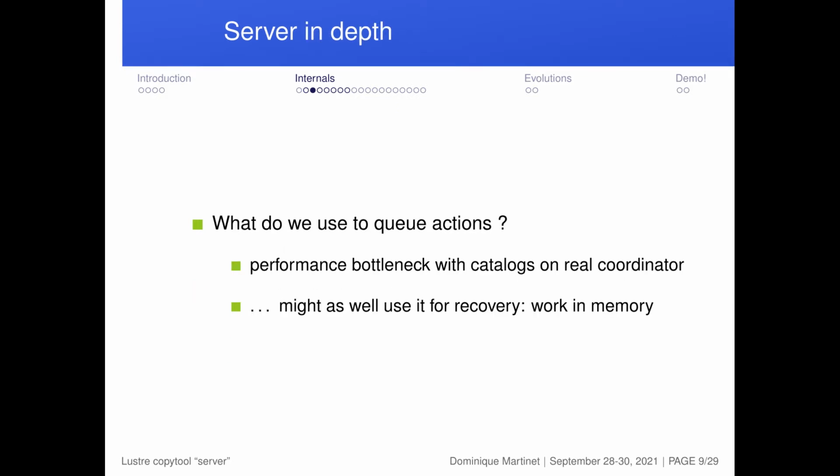Let's zoom a bit. An important point of this is how actions are queued. This is important because for the Lustre coordinator, it's a performance bottleneck when there are thousands of actions. The catalog doesn't scale all that well. But the catalog is there, so we might as well use it for recovery if needed. And all the actions in the server will be stored only in memory. Then we'll work with Lustre to rebuild all the requests if required.